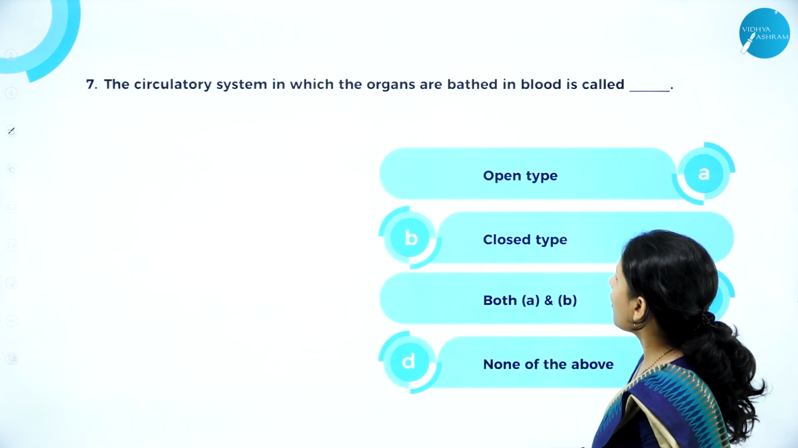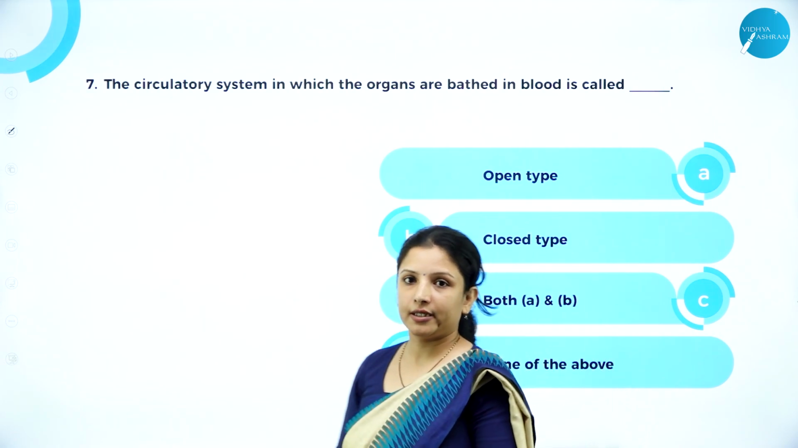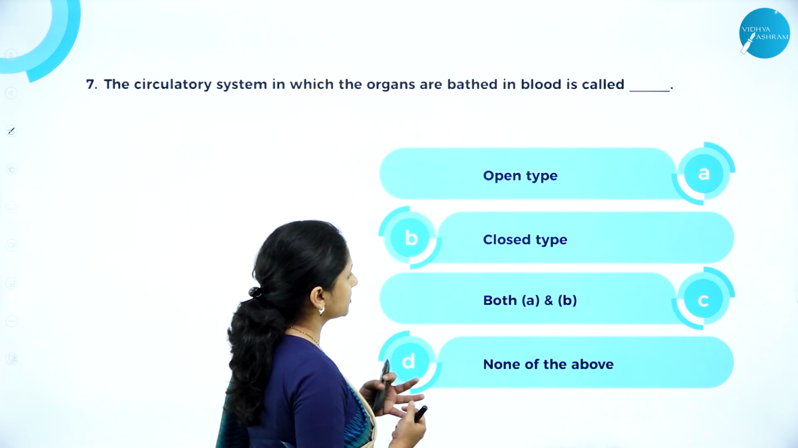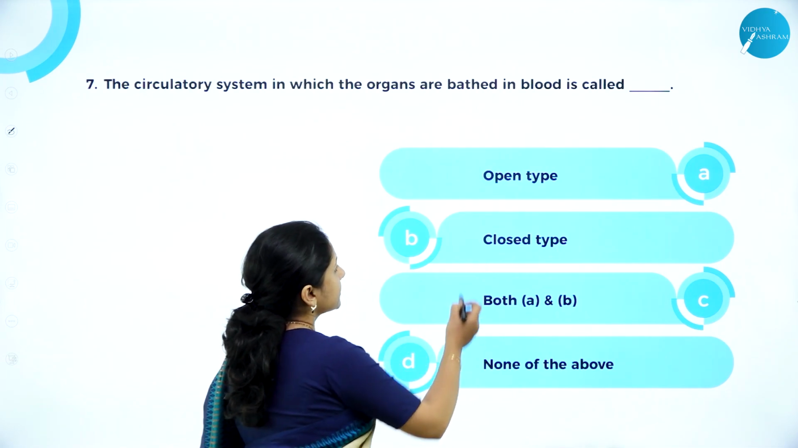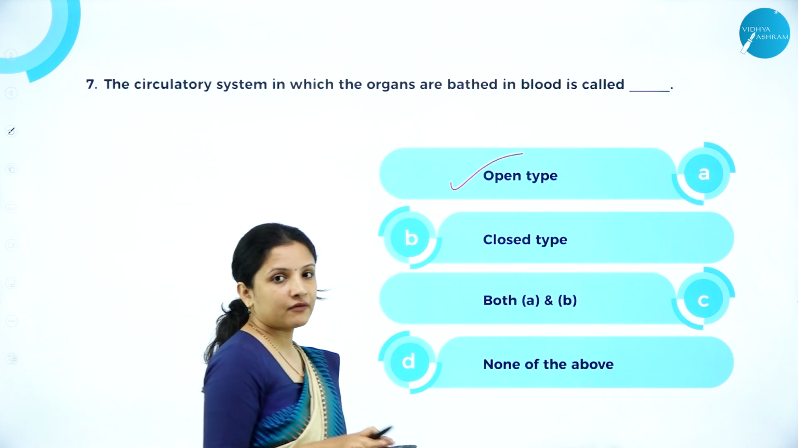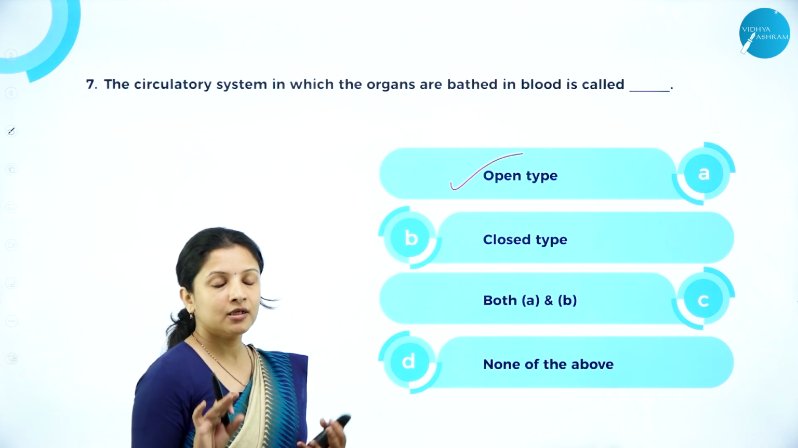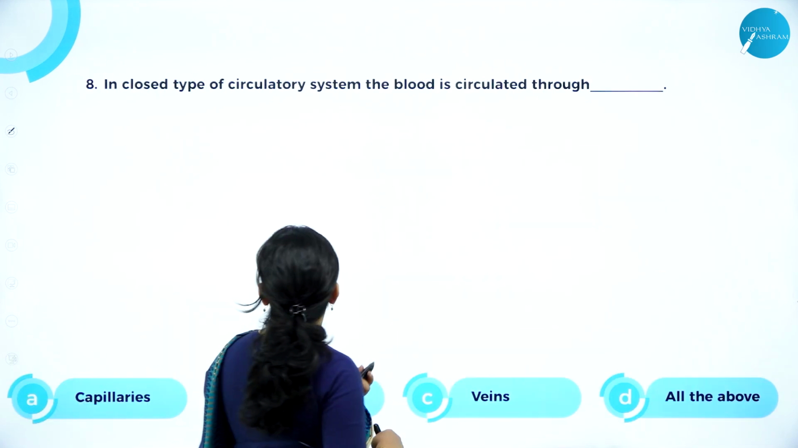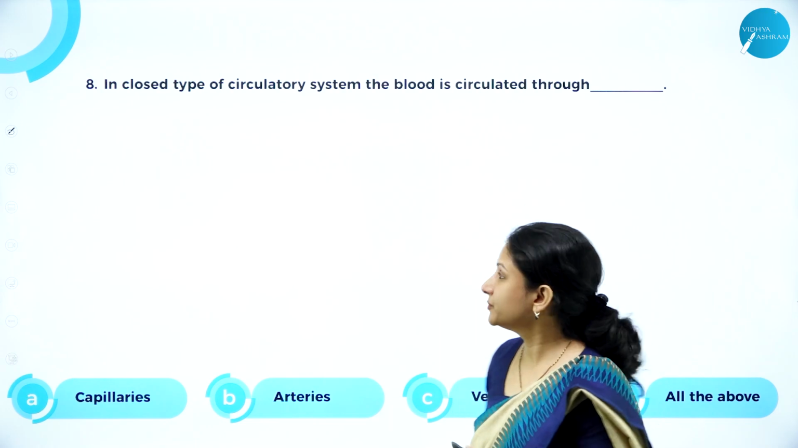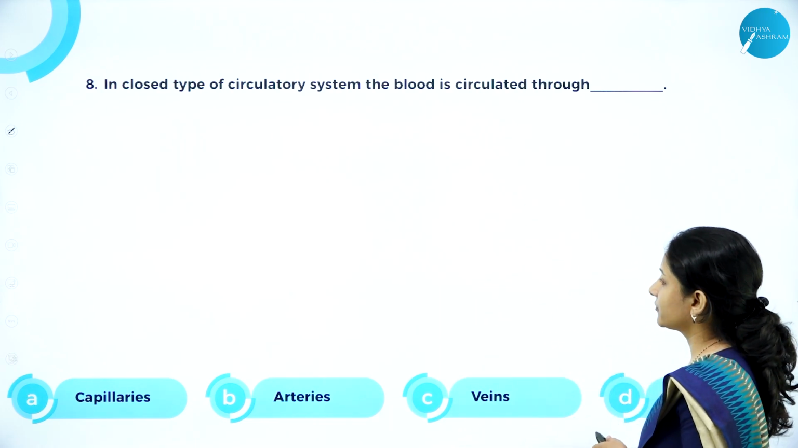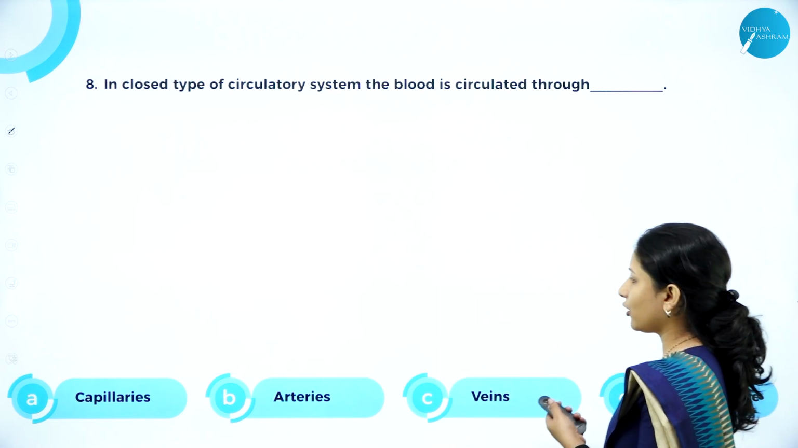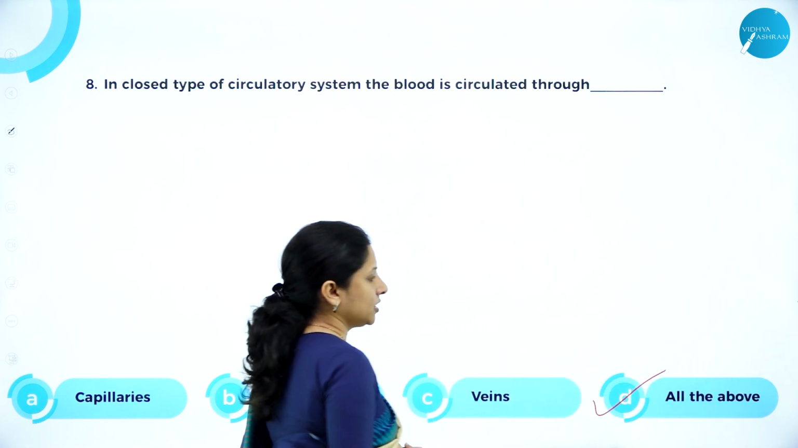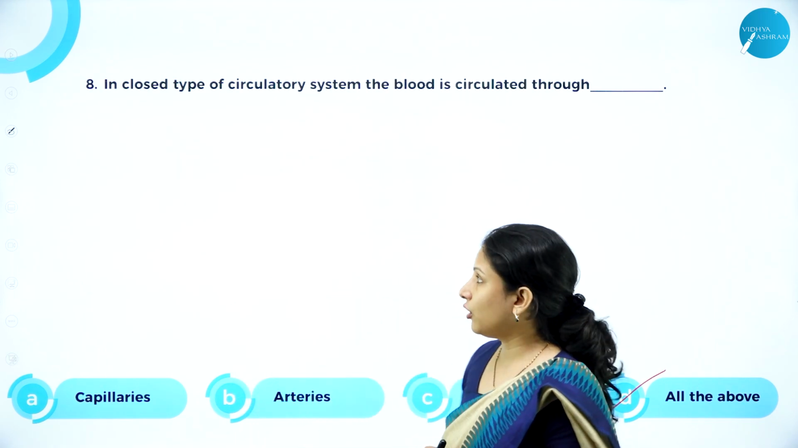Circulatory system in which the organs are bathed in blood is called as what? Is it open type, closed type, both A and B, or none of the above? It is open type. In open type, the heart doesn't have arteries, veins and all that, so it directly pumps blood and all the organs are bathed in the blood. Next, in closed type of circulatory system, the blood is circulated through capillaries, arteries, veins, all of the above. It is all of the above, because all these are involved in transporting blood to different organs.